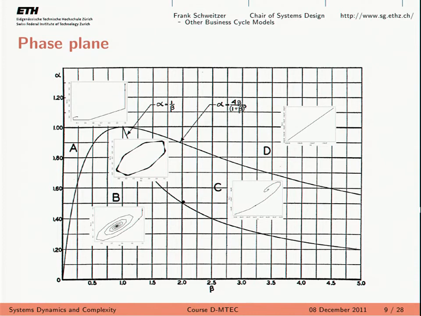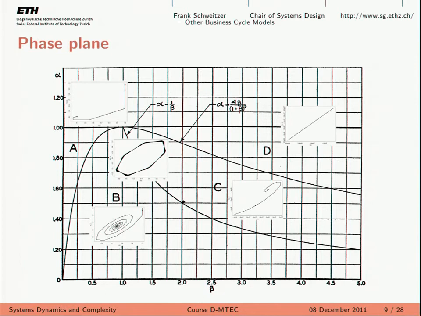Now, on the y-axis of the large plot, we have alpha. This is the part of the output that consumers consume. Obviously, it can never be larger than 1. So if you look carefully, there's a bold black line at 1. Consumers cannot consume more than what's available physically.